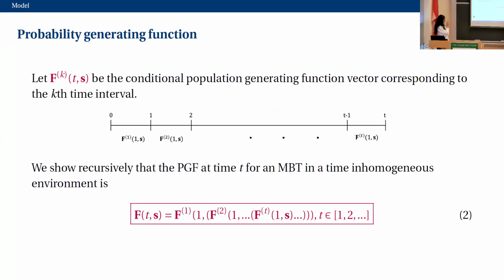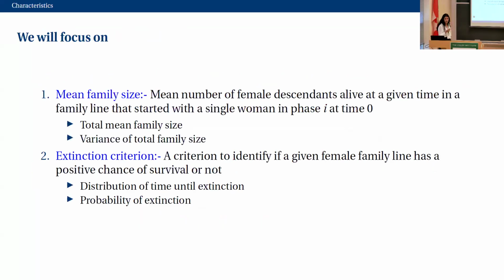Now the thing is, our rates change every year, right? So each time interval will have a unique PGF vector. But if we want to get the PGF of the overall population at some time period in the future, using properties of PGFs, we can show that it's going to be the composition of all the PGF vectors leading up to time t. And that's what you see in equation 2. We define this here because you will see that for all the computations we do as we go on, this becomes the foundation. So today we will be focusing on two characteristics.